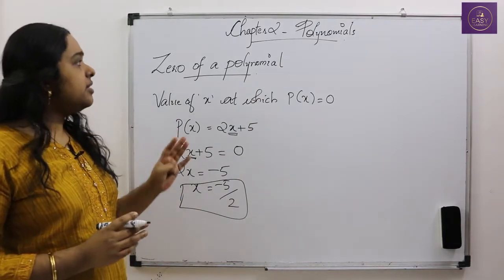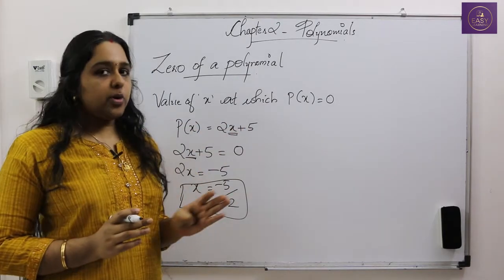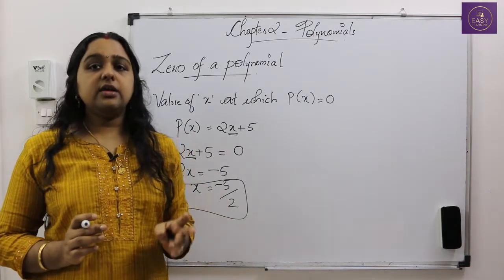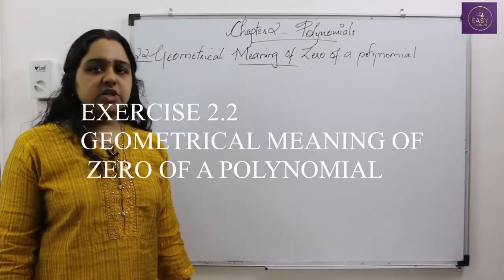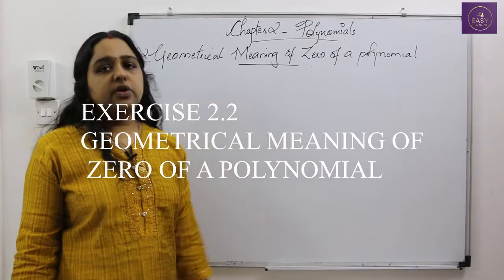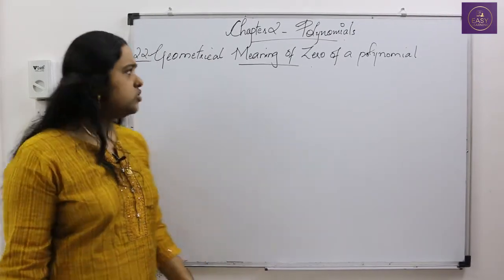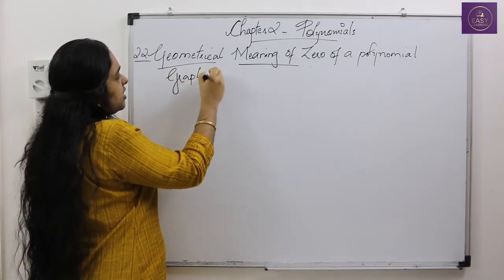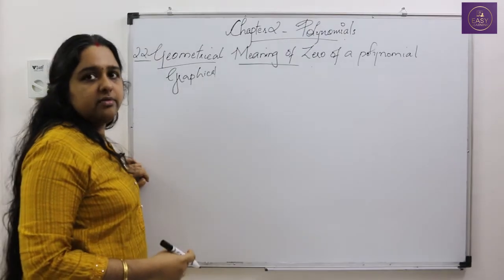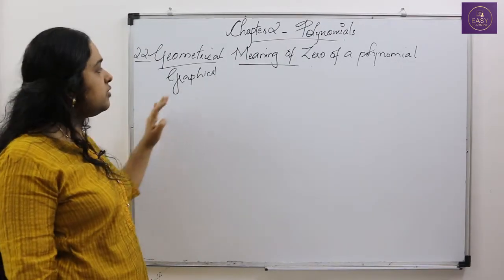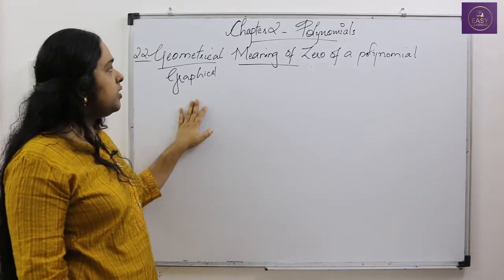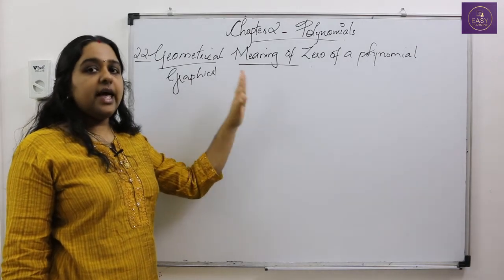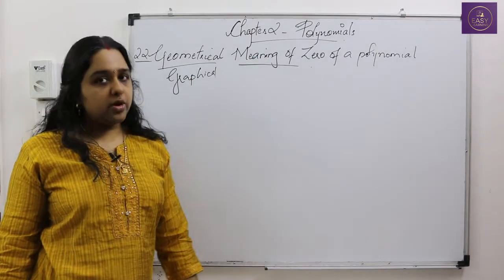In this we have a graphical representation of 0 of polynomial also. We are moving on to that. Then it will be more clear to you how to find the 0 of a polynomial. Our next section is the geometrical meaning of 0 of a polynomial, or geometrical means graphical representation. You know how to draw the graph, right? We already did in our previous classes how to plot a graph. So now we are going to plot the graph to find the exact meaning of 0 of a polynomial.